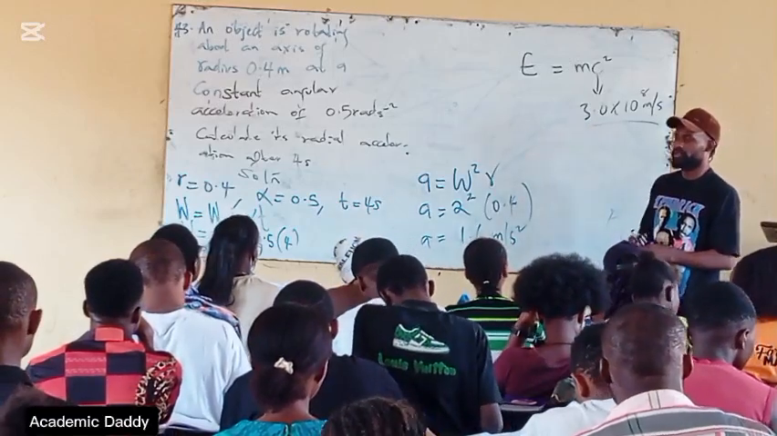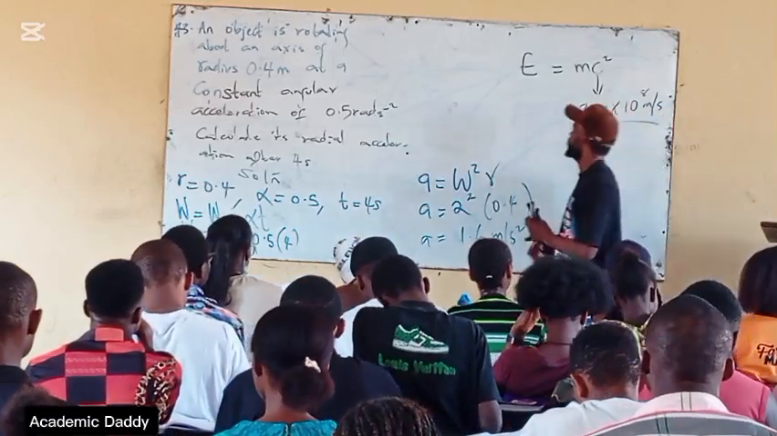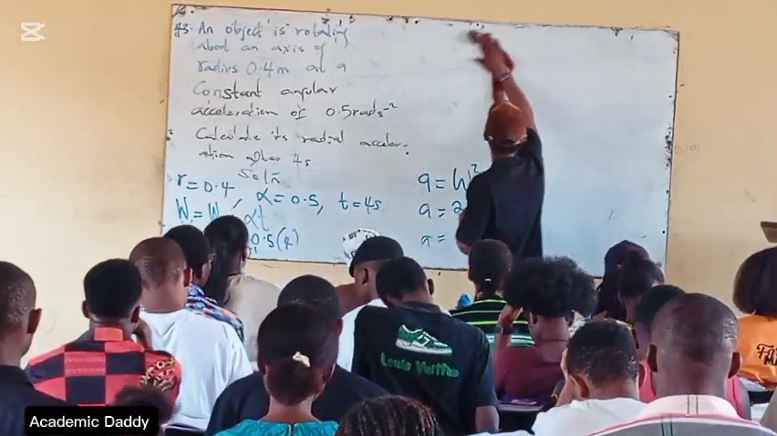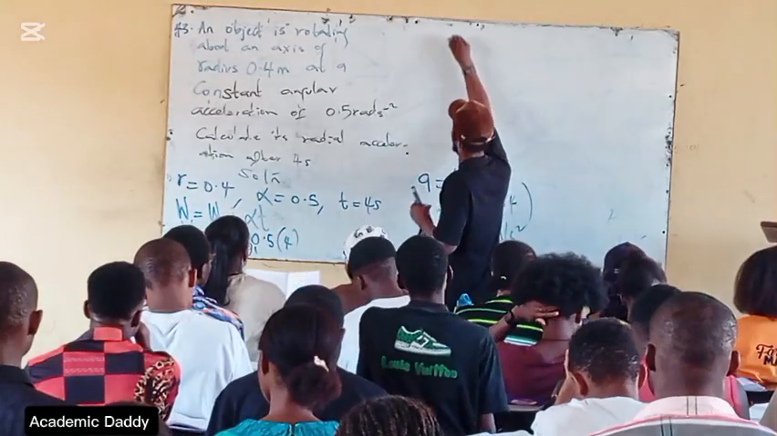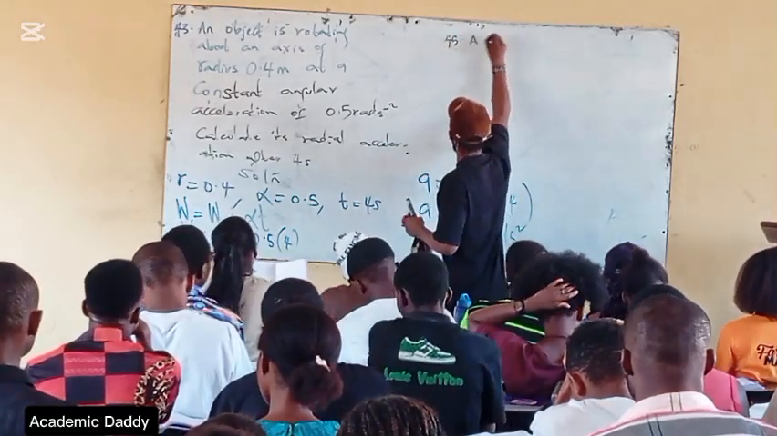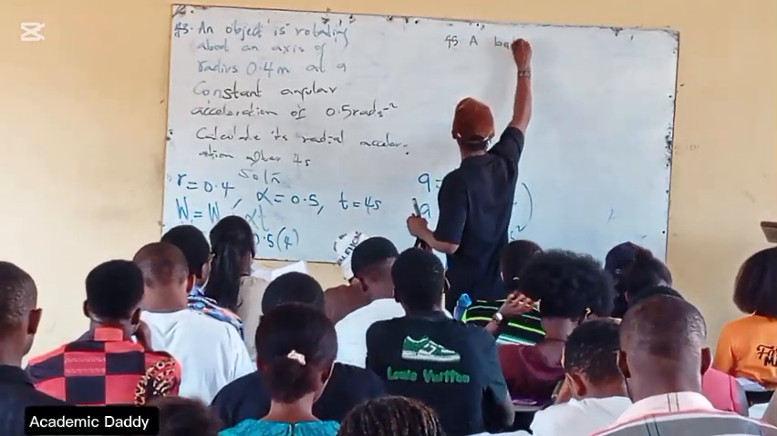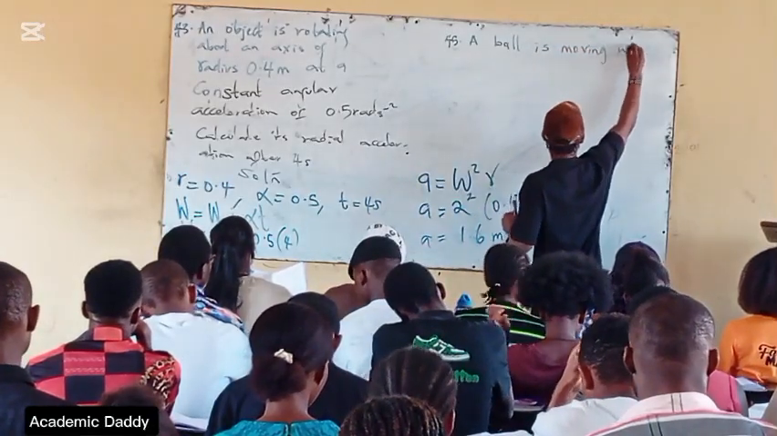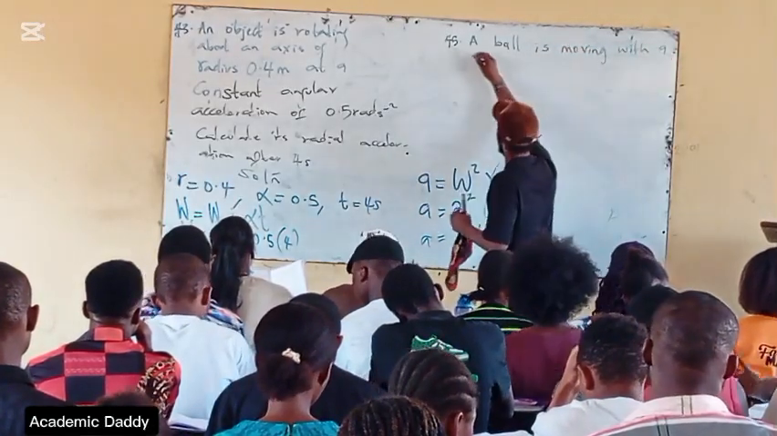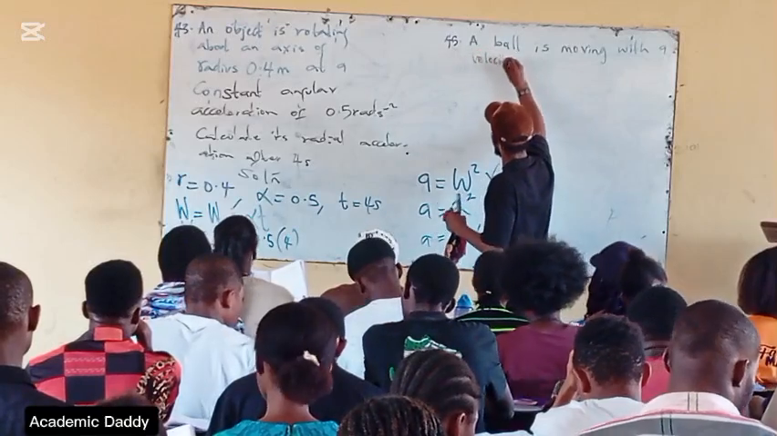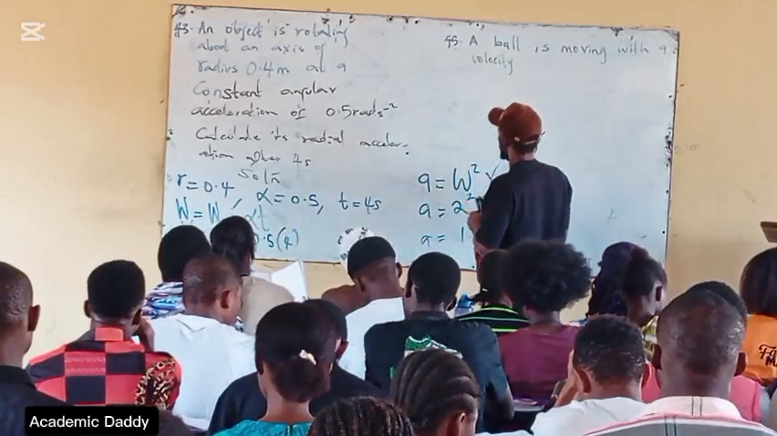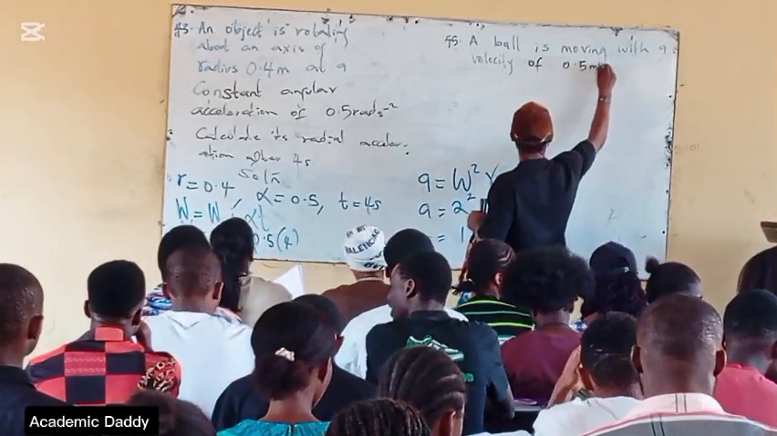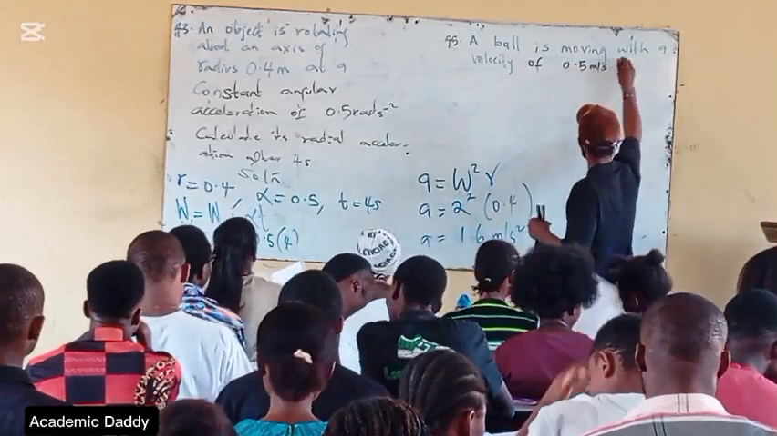A ball is moving with a velocity of 0.5 meters per second. Its velocity is decreasing.